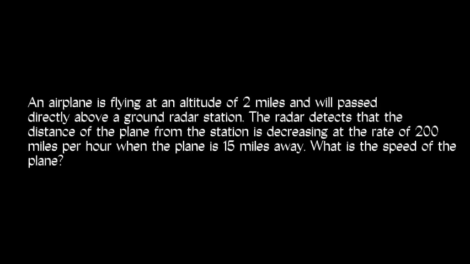Now we have a word problem here. For example, an airplane is flying at an altitude of 2 miles and will pass directly above a ground radar station. The radar detects that the distance of the plane from the station is decreasing at the rate of 200 miles per hour when the plane is 15 miles away. What is the speed of the plane?